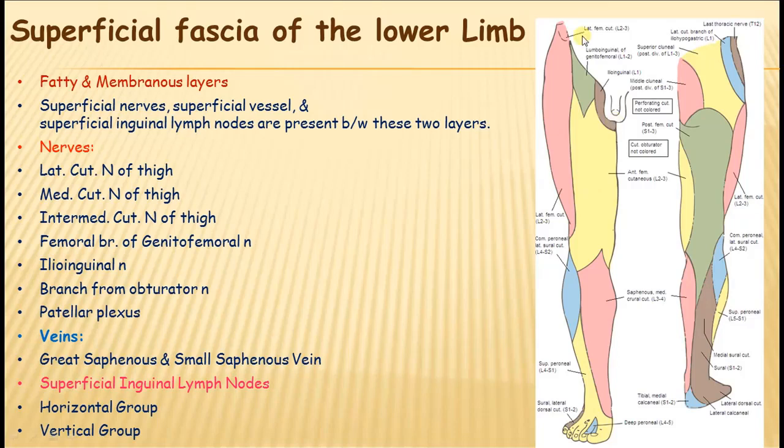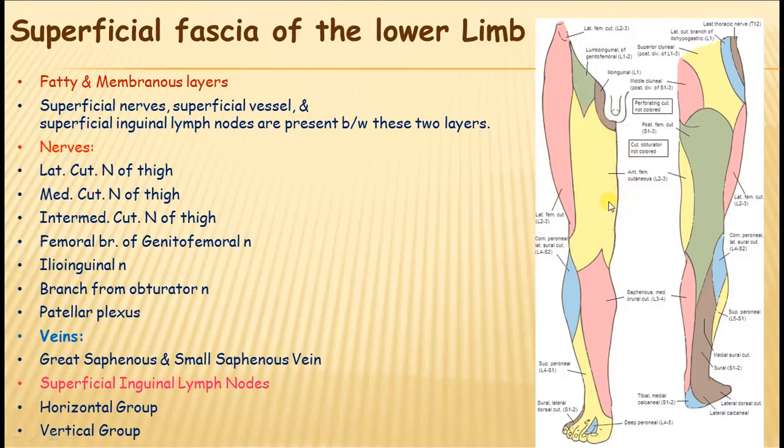Okay. So mainly the front of the thigh is supplied by the lateral cutaneous nerve of thigh, the intermediate, or anterior cutaneous nerve of thigh, then the medial cutaneous nerve of thigh. More medially, you have a branch also from the obturator nerve. In the upper part, you have the ilioinguinal nerve and the femoral branch of genitofemoral nerve. So that is with respect to the front of thigh.